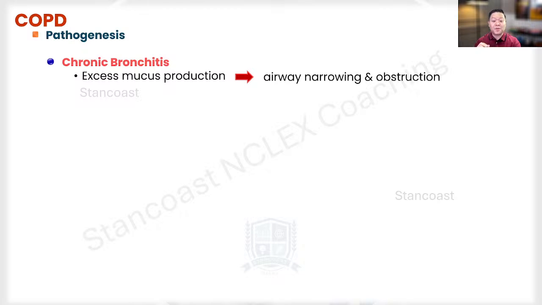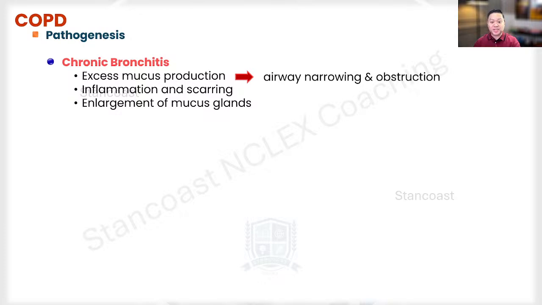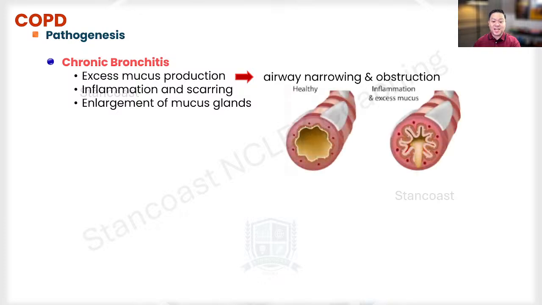We're talking about the mucus production that can narrow the airways, which is going to block the passageway. Now, this is something that can be accompanied by inflammation or scarring, or the enlargement of the mucus glands. And this is also going to be associated with hyperplasia of the smooth muscle. As an end result, this is going to cause the patient to have a productive cough.